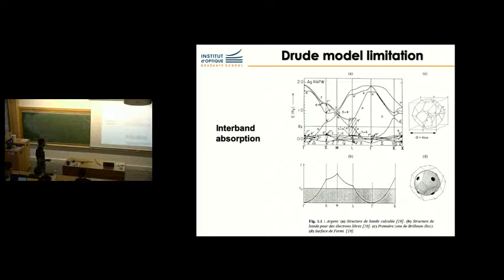To explain what interband means, I'm showing a band structure of silver here. This is the Fermi level, so this is where your electrons are. If you look at that particular band structure, an intraband mechanism would be from here to here, and an interband one would need a higher energy photon, and you would be able to excite an electron which is here and bring it to that free state. Okay, that would be interband. So interband will take place with some threshold in energy.